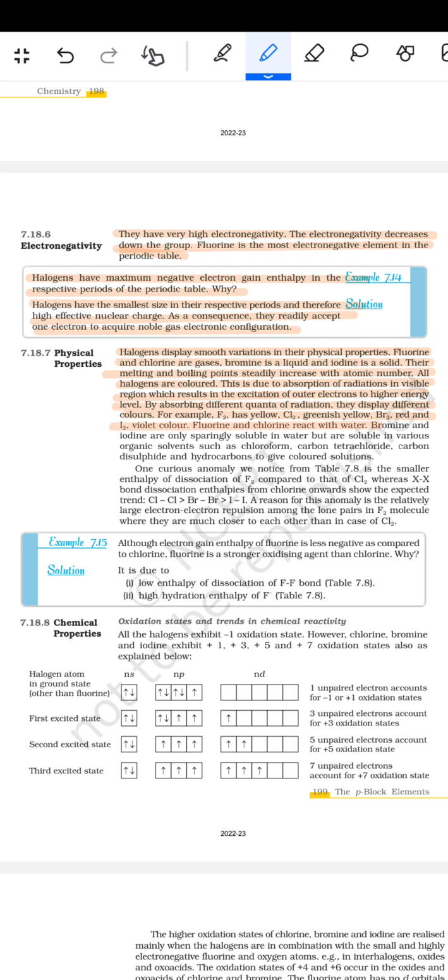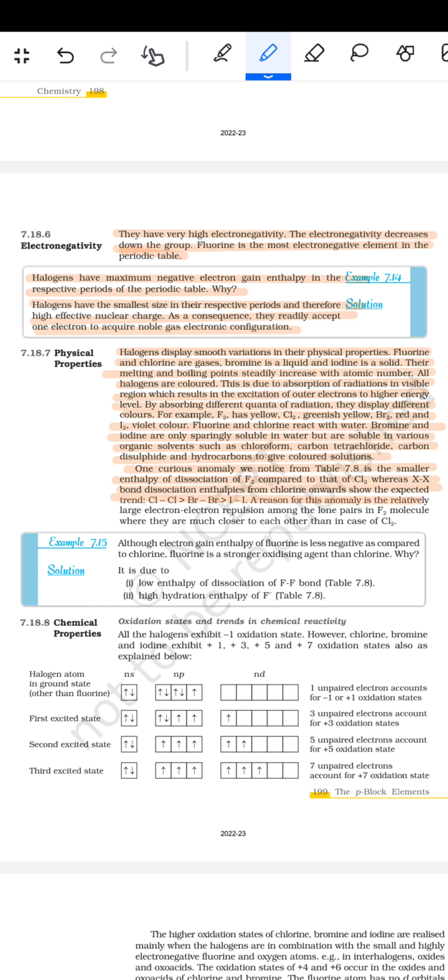Fluorine and chlorine react with water. Bromine and iodine are only sparingly soluble in water, but are soluble in various organic solvents such as chloroform, carbon tetrachloride, carbon disulfide, and hydrocarbons to give coloured solutions. One curious anomaly we notice from Table 7.8 is the smaller bond dissociation enthalpy of F2 compared to that of Cl2, whereas the X-X bond dissociation enthalpy from chlorine onward follows the expected trend Cl2, Br2, I2.